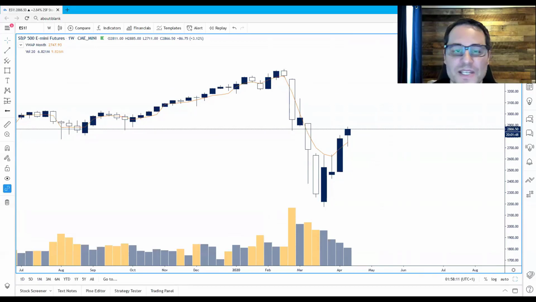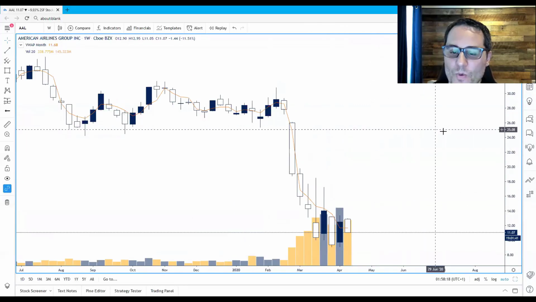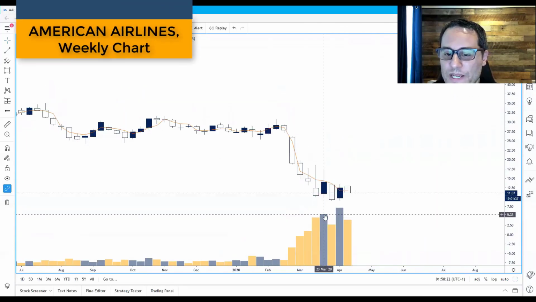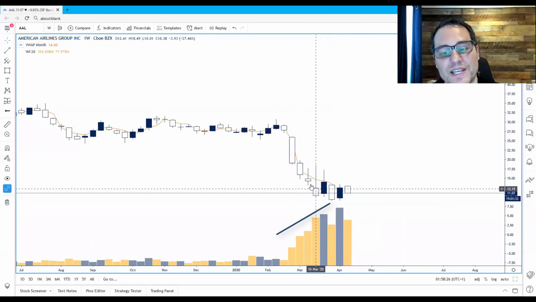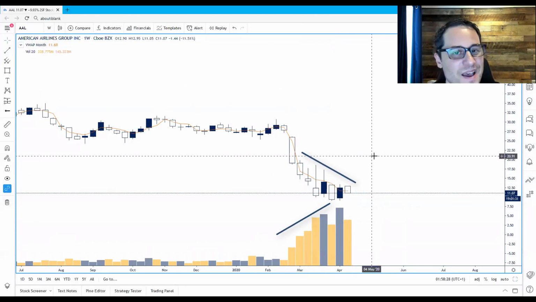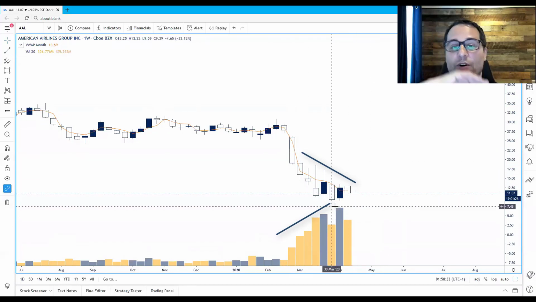Contrast this with American Airlines or Delta, a couple of stocks I've been picking on lately, and I'm short. What's the difference? Over the last several weeks, when the market was rallying, volume has been steadily increasing and the price action is not bouncing off the bottom. So price action is hugging the lows and volume is increasing or staying the same.